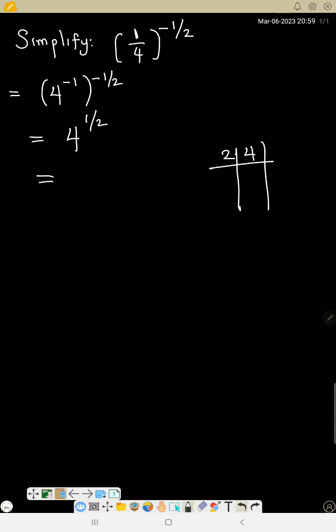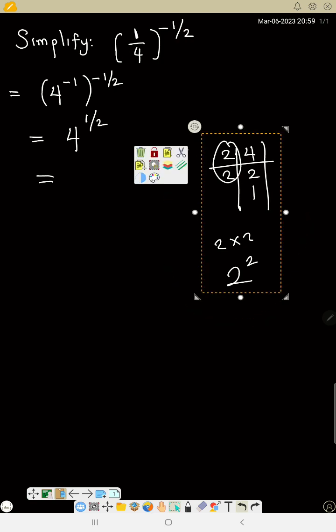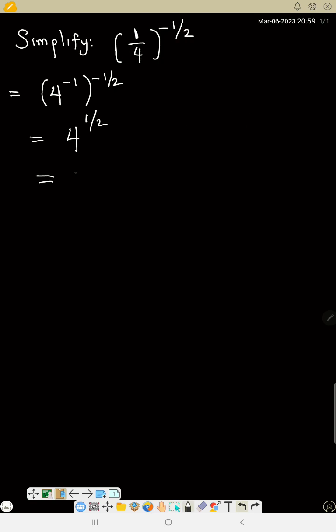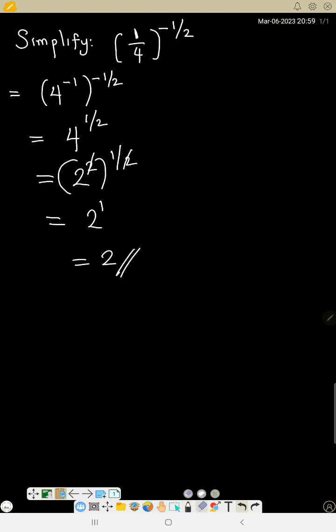So 2 in 2, 2 in 4, 2 again, 1. So 4 is 2 times 2. That is 2 in 2 places. So this is 2 raised to power 2. That is 4. Then everything raised to power half. So these 2 will cancel out. So this is 2 raised to power 1. That is 2. So the answer is 2 for that one.